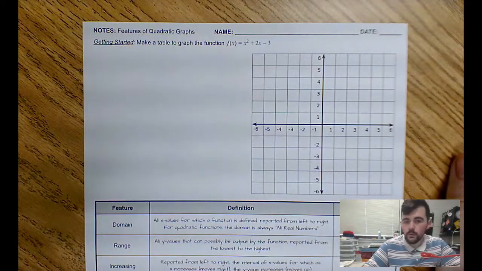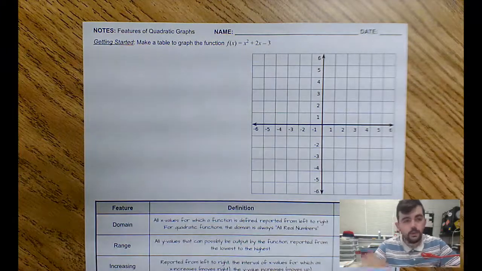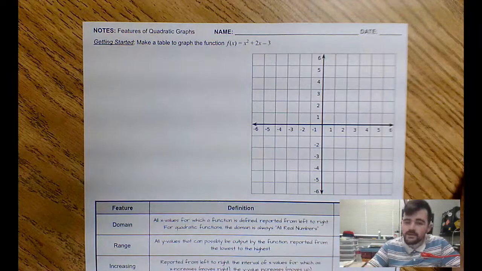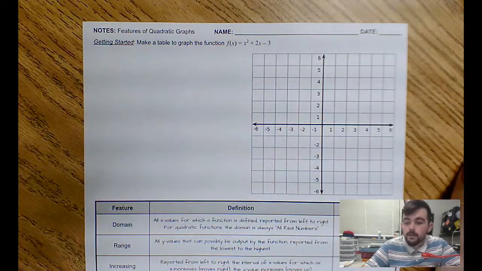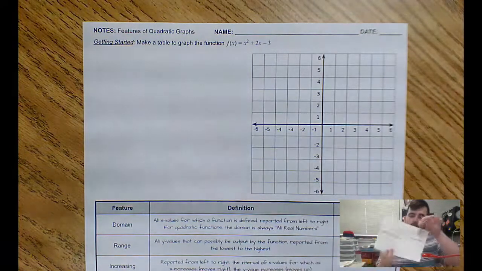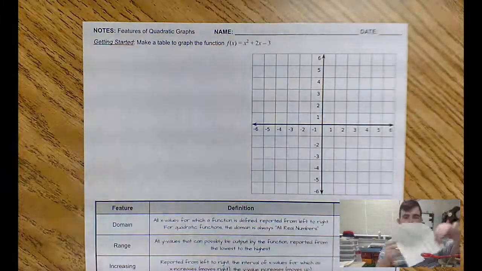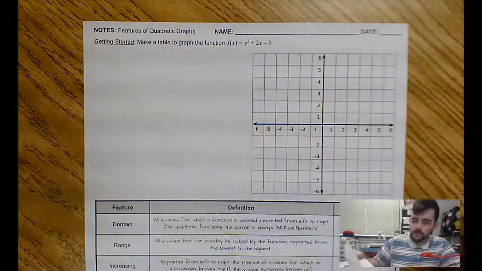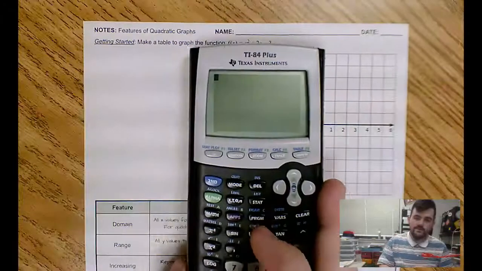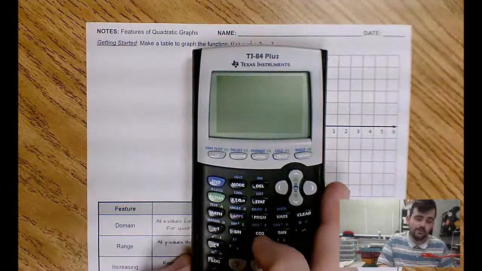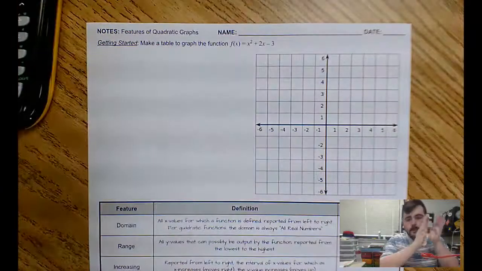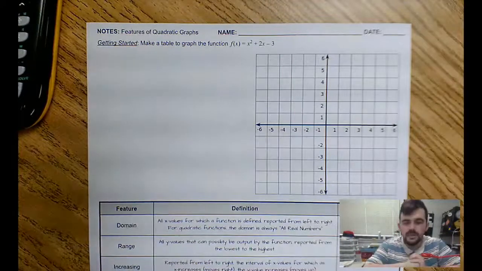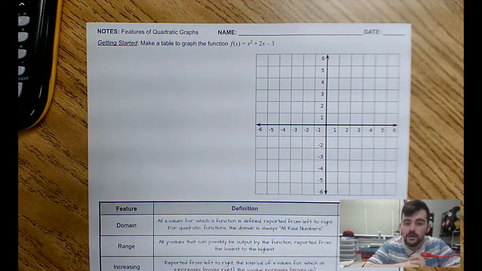So what we're going to do today is go over the same lesson that I would have gone over with you in class, but I've recorded this video. You should already have this double-sided paper on your desk titled Features of Quadratic Graphs. And also make sure that you have a calculator on your desk because you're going to need it right off the bat. I'm going to try to pace this video in the same way that I would have taught the lesson with y'all.